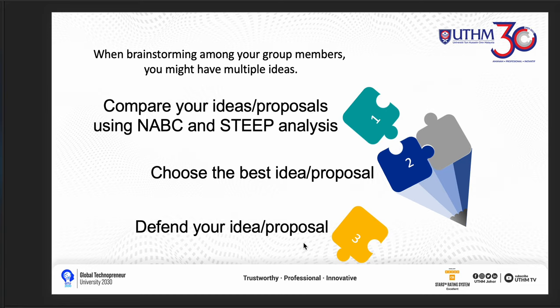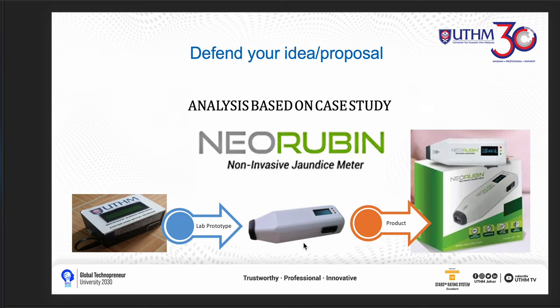And today I will share how to fill up the NABC and STEEP table by giving an example from a case study about a product that we call Neurobin. So Neurobin is a product in the market. You can search, you can Google. This is a non-invasive jaundice meter.